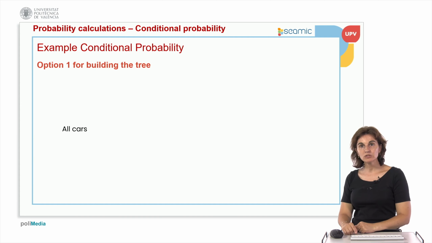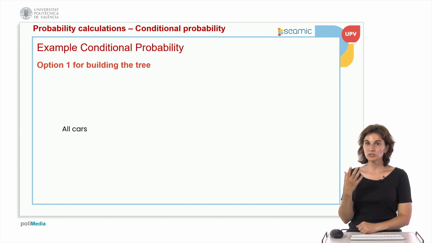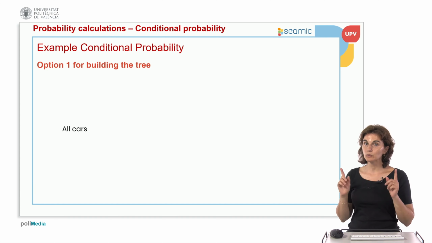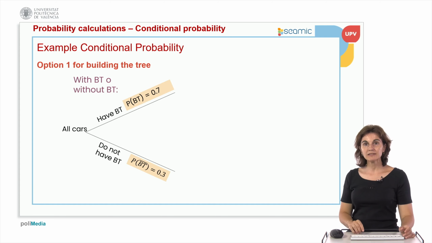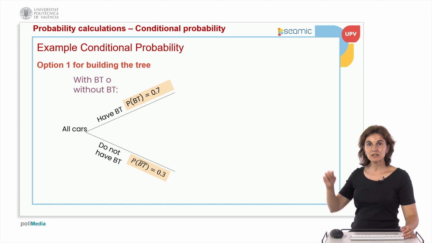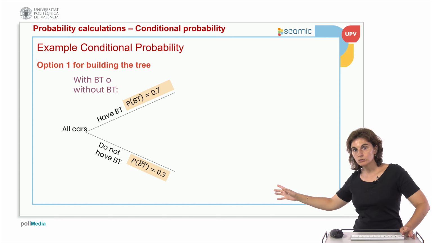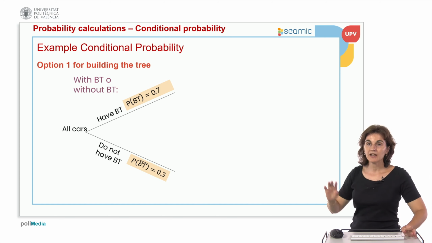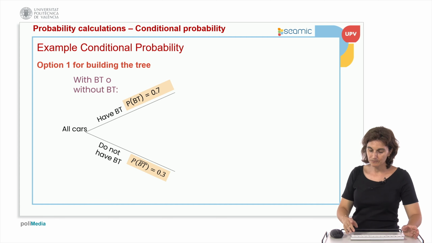And there is another approach that can be interesting for you, which is building a tree with the information that's given in the problem, and that will depend on which type of information is given. You can build a tree like this: 0.7 of cars, 70%, have Bluetooth, so no Bluetooth should be 0.3. And this is the first branch of this tree.